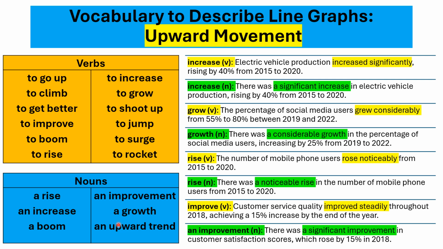You might have noticed that these words appear in different forms, verbs and nouns. For example, increase can be used as both a verb and a noun, depending on the sentence structure. We will discuss sentence structures in more detail after looking at a model essay in the next video. For now, take a moment to pause the video and review these examples before we move forward.